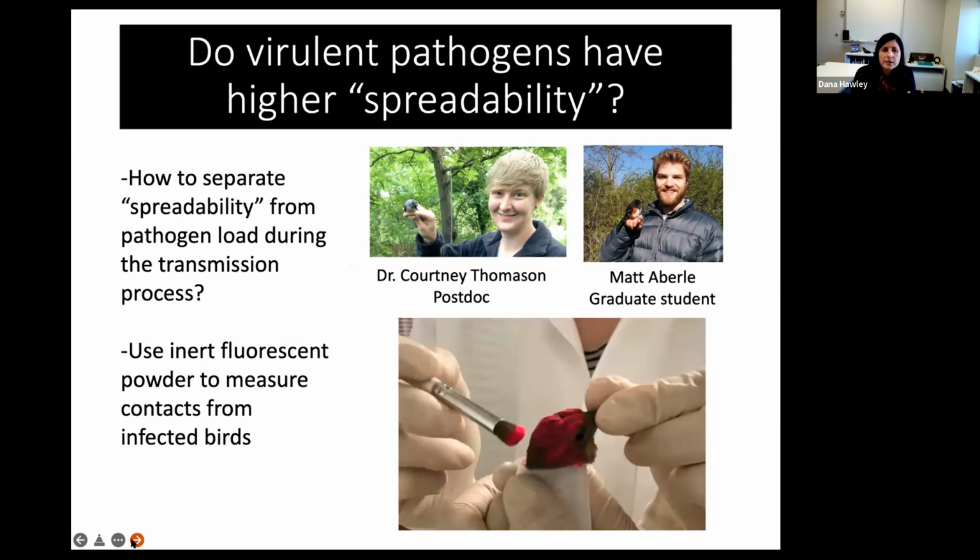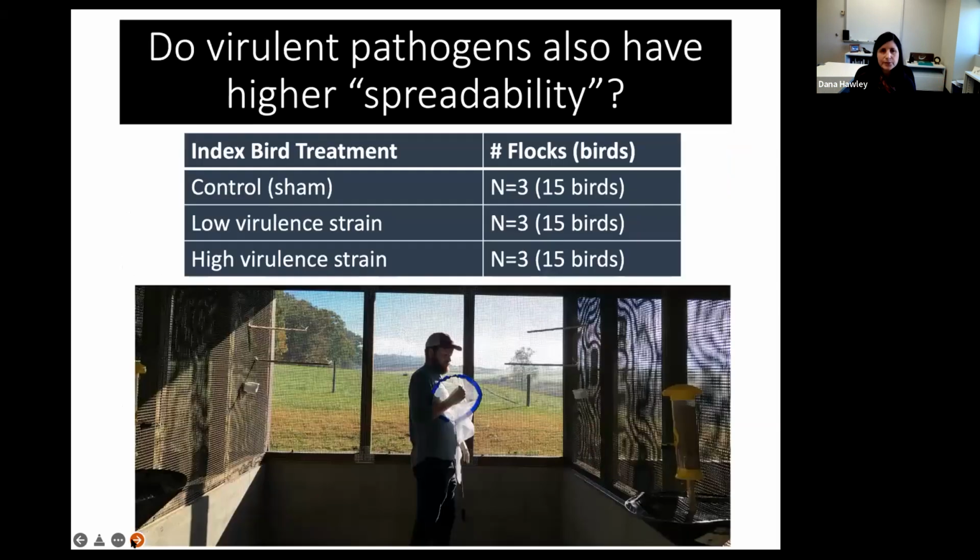But we paired this with experimental infection to basically be able to measure how experimental infection with strains of different virulence alters the likelihood of an individual to spread equivalent amounts of powder to their flock mates. That was a mouthful, but I hope that makes sense. We're essentially getting at a pathogen-load-independent measure of contact for these infected birds.